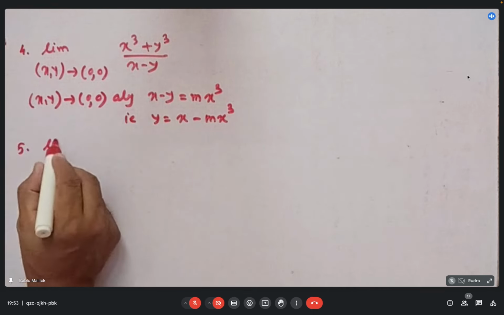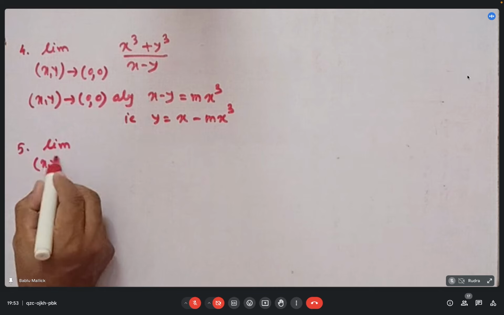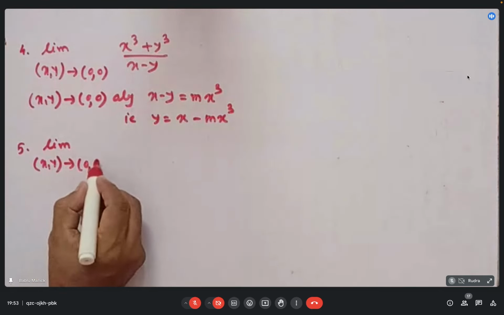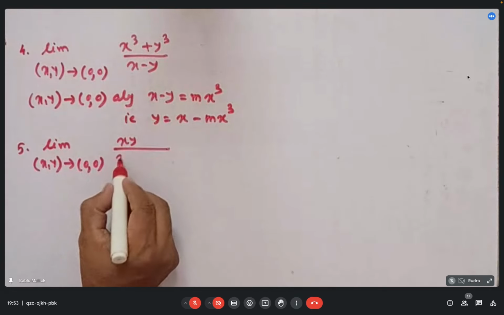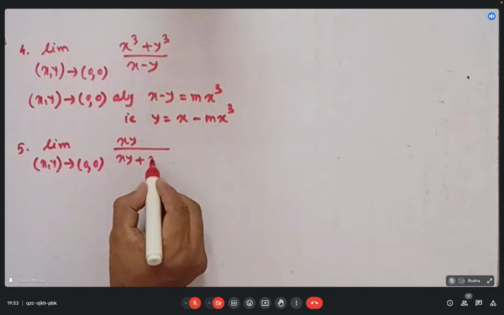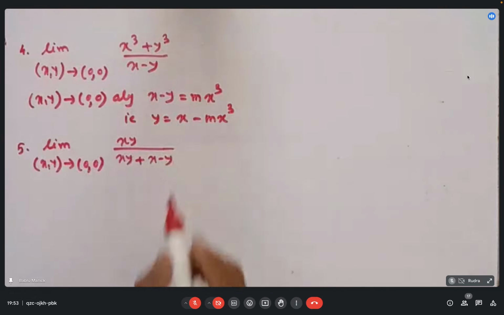Show that limit (x, y) tends to (0, 0) of xy divided by xy plus x minus y does not exist.